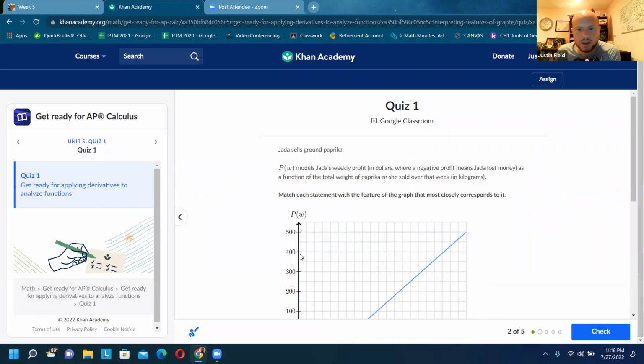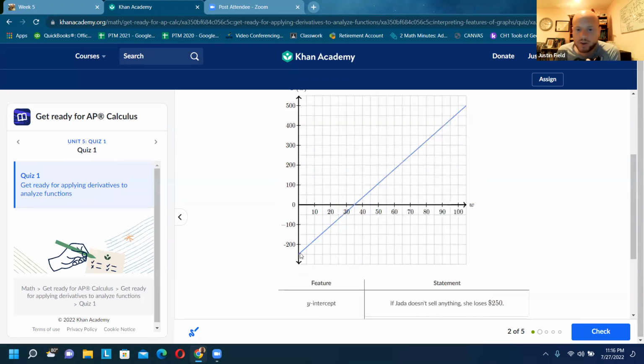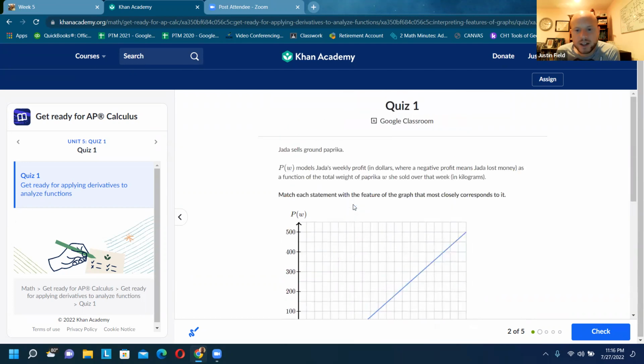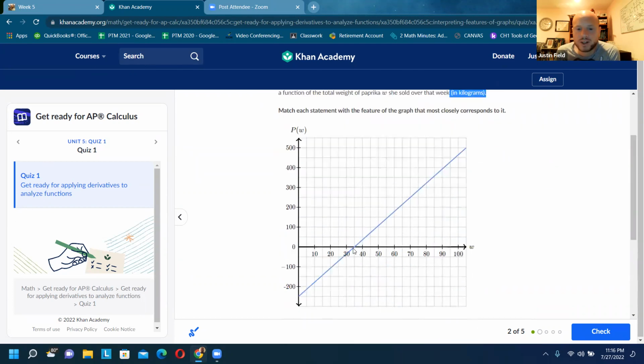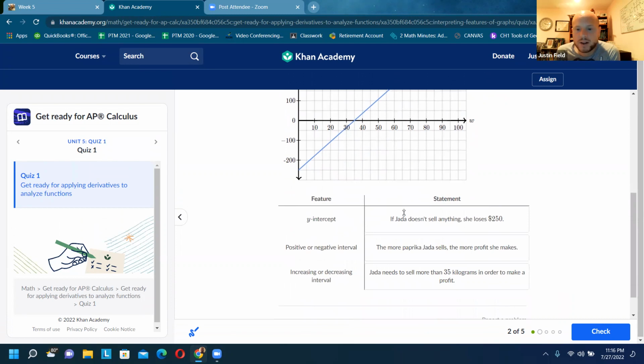That would be, if she doesn't sell any paprika, then she is going to lose $250. If she sells 35 kilograms of paprika, she will break even. And then after that, she will be profitable. So the y-intercept, that's right there. If she doesn't sell, she'll lose that 250 right there.